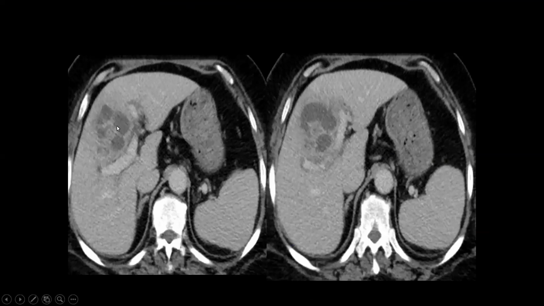Like in this case, you can see this is a mass-like lesion with multiple cystic components and solid component. This initially was called suspicious for metastasis, but when we did further imaging and dug into the history of the patient, this turned out to be an abscess. The needle drainage was done and pus came out.